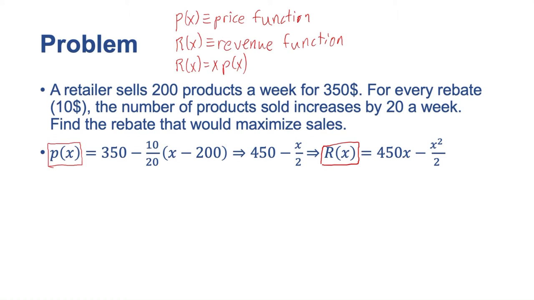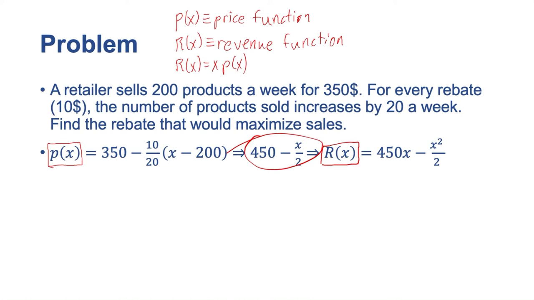p of x is going to be equal to 350 minus 10 over 20 times x minus 200. I hope that makes sense as to why we put those variables there. Then we can simplify this just by distributing, and that's going to give us 450 minus x over 2. And then r of x is, of course, x times this function, so that's going to be equal to 450x minus x squared over 2, or 1/2 x squared. However you like to do your notation is probably fine. So r of x is the function that we're going to want to maximize now.